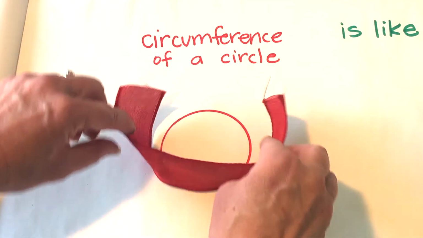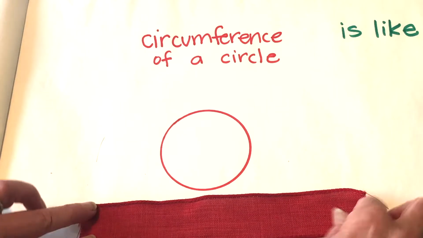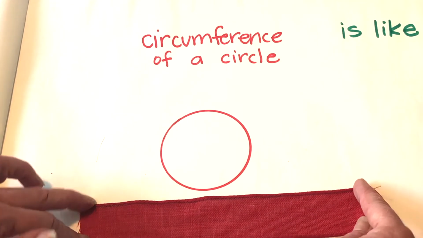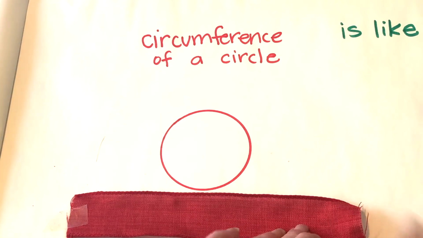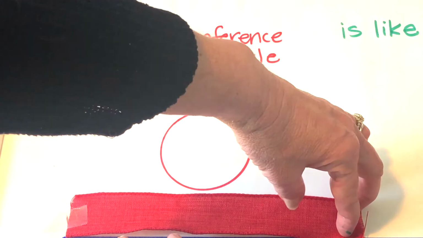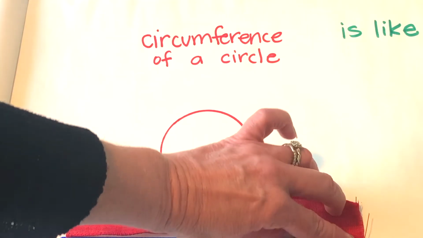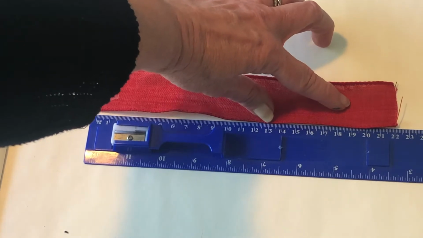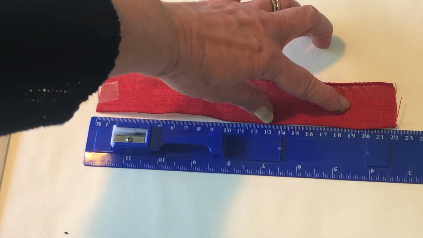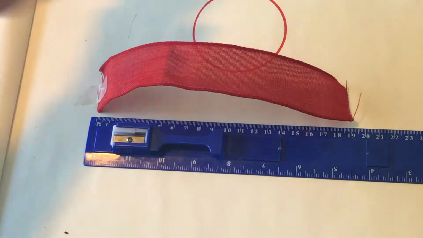Now if I take this and unfold this, I can find the circumference using a ruler, because circumference is found as the length around the outside of the object. So if I rest this here and here, if you look carefully at my ruler, you see that it's 22 centimeters. So the circumference of this circle is 22.